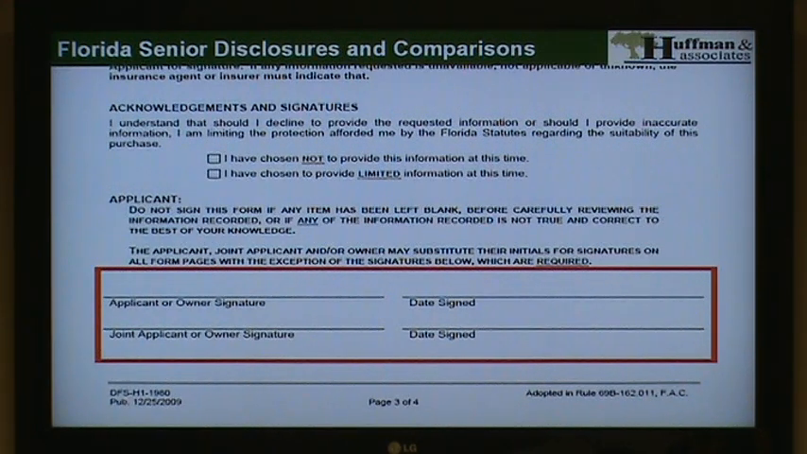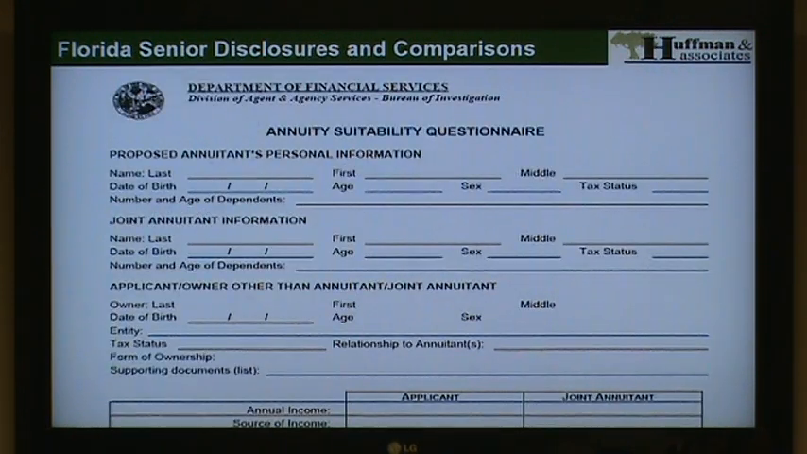For the sake of this presentation, we'll assume the senior consumer prefers to complete the Annuity Suitability Questionnaire. Now we'll go to page 1. We'll go over only those spaces that are not self-evident. Proposed annuitant's personal information. All spaces must be completed.